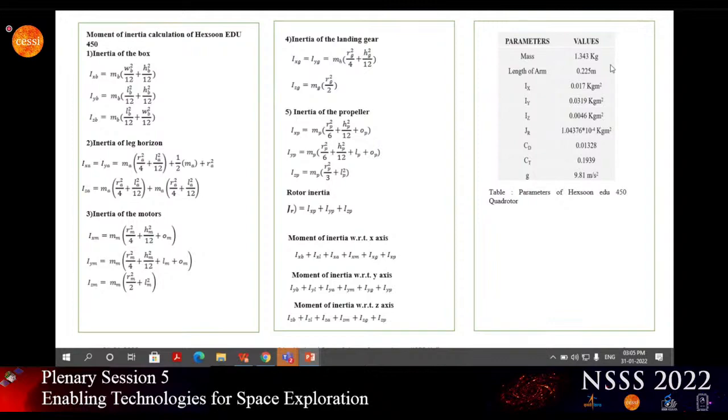Next, this table shows the parameters that have been estimated, that is mass, 1.343 kg, length of the arm 0.225, IX, IY, IZ are the moments of inertia, JR is the rotor moment of inertia, CD is the drag coefficient, CT is the thrust coefficient, and G is the acceleration due to gravity.